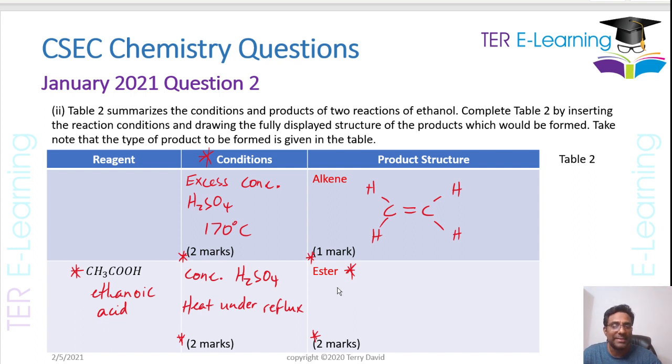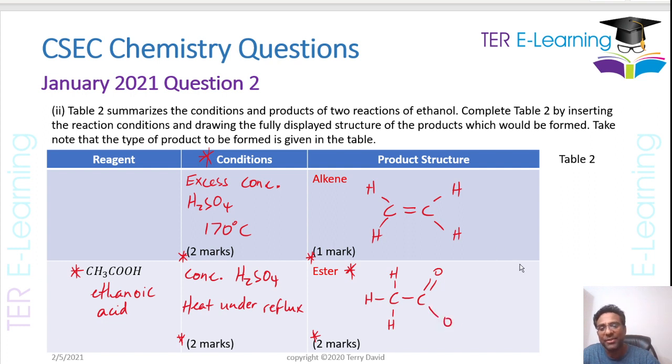Now, the next thing they want here for 2 marks is to draw the ester. You need to be careful when you're drawing these esters. Typically, what I tell my students to do is to draw the acid part first. So we'll draw our acid, which is ethanoic acid, and that looks like this. This is what ethanoic acid is going to look like.